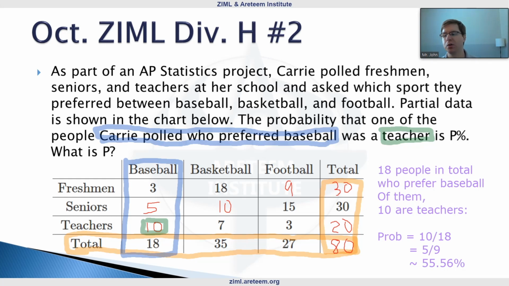The official exact probability is 5/9, but then deciding how we want to present that, here they're telling us we want to present that as a percent. So about 56% of the people who preferred baseball were teachers. Okay, so that's a good example here in terms of talking about our counting and probability.